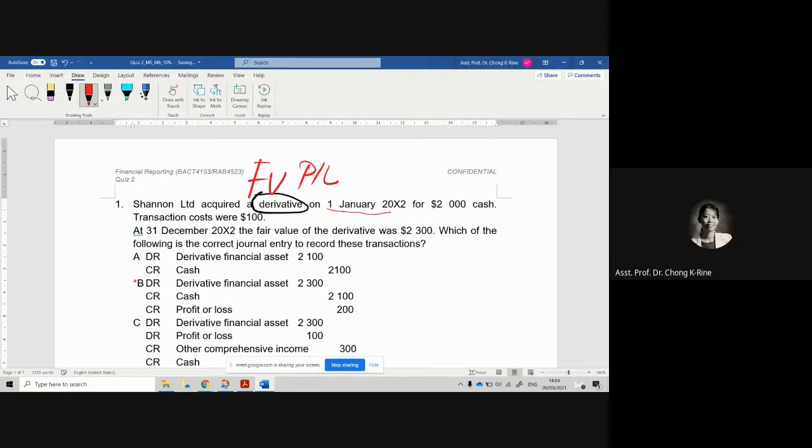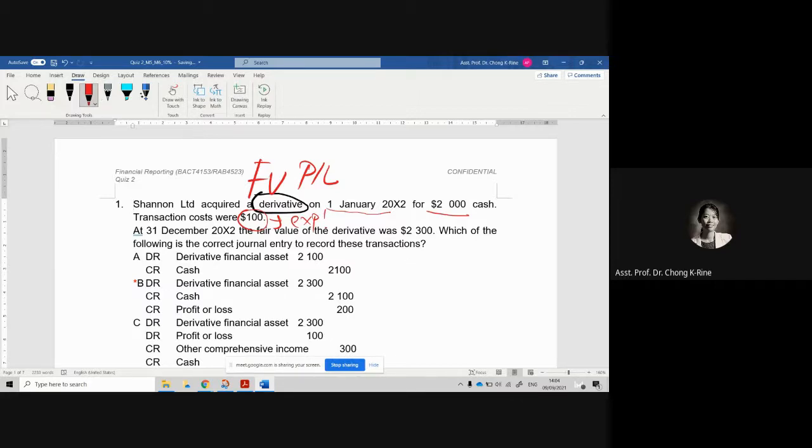And we said a derivative has 3 characteristics, right? One of the characteristics is there is no payment at inception, or only a minimum payment. You don't have to pay for it, or you only pay a minimum of like printing cost, admin charges, things like that. So this $2,000 is actually the minimal payment at inception for a derivative. Now, transaction costs were $100. This transaction cost is to be expensed. You're not going to include it into your answer.